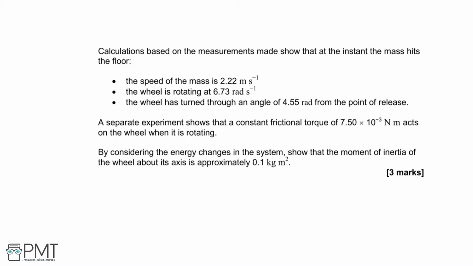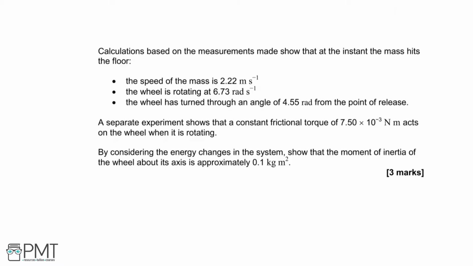Calculations based on the measurements made show that at the instant the mass hits the floor, the speed of the mass is 2.22 meters per second. The wheel is rotating at 6.73 radians per second, and the wheel has turned through an angle of 4.55 radians from the point of release. A separate experiment shows that a constant frictional torque of 7.5 times 10 to the minus 3 Newton meters acts on the wheel when it's rotating. By considering the energy changes in the system, show that the moment of inertia of the wheel about its axis is approximately 0.1 kilogram meters squared.